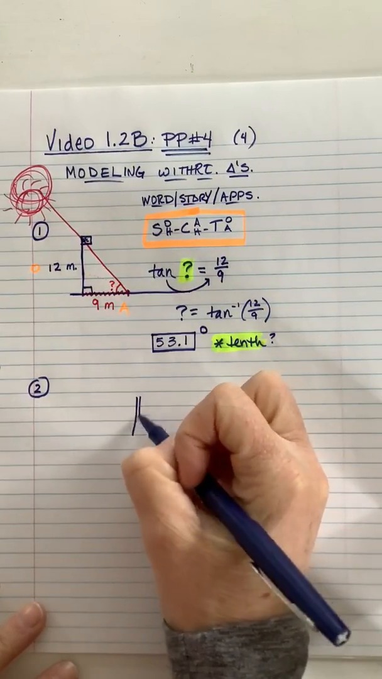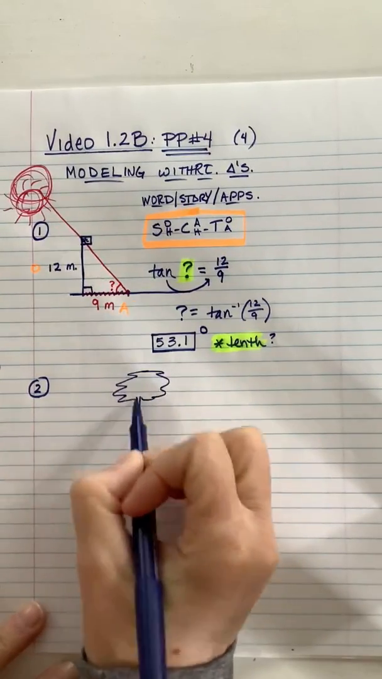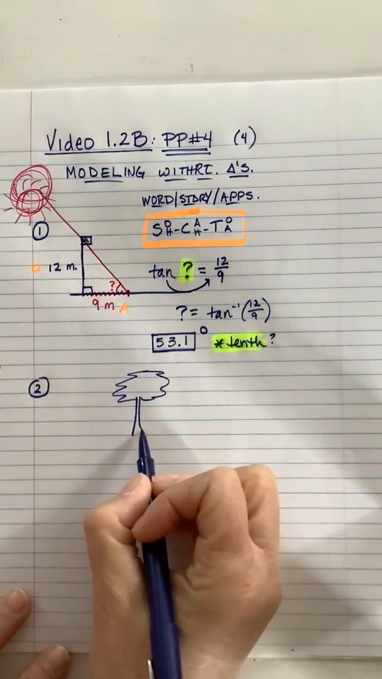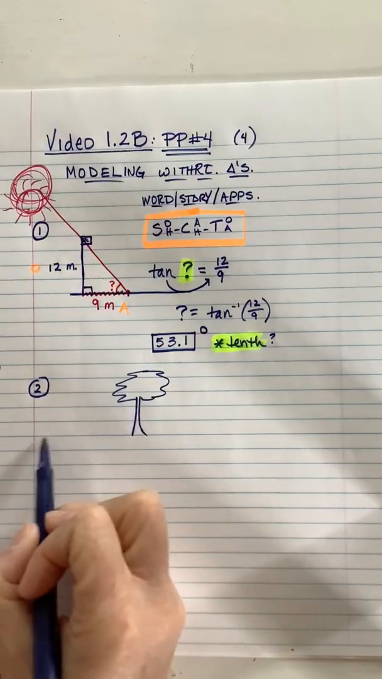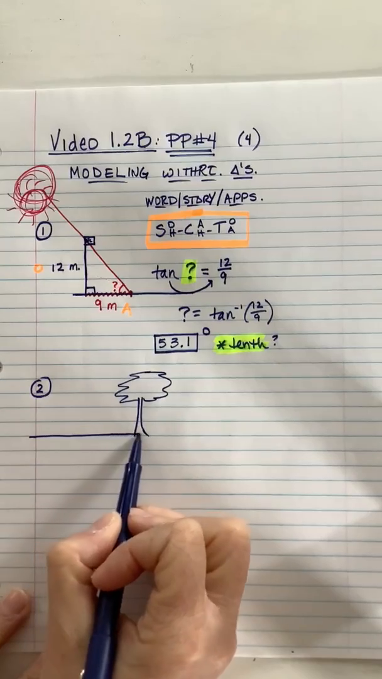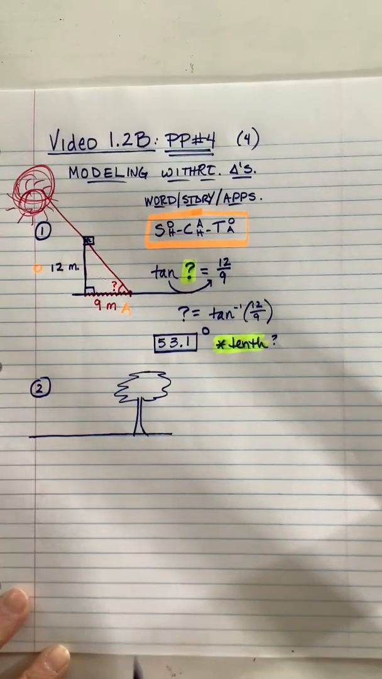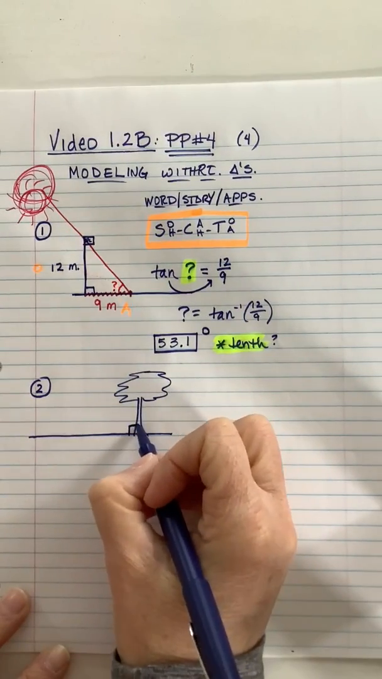Okay, so I'm gonna draw a tree. Do not laugh at me. That is not fair. There's my tree. Okay, well, the tree can't just be hovering. Tree's got to be on the ground. All right, so here is our assumed right angle.